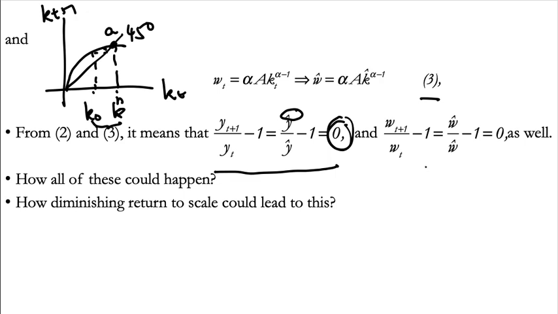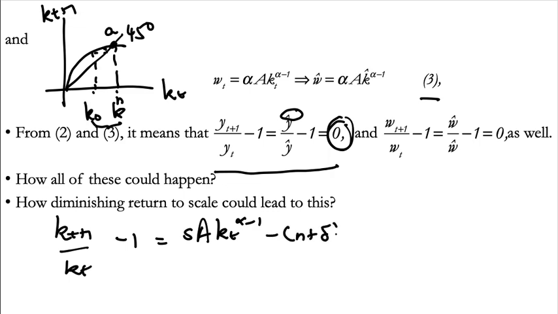Now, how could all of this happen? There must be some economic intuition behind it. To see why this happens, we need to use the transition equation from the basic Solow model and write it in terms of the growth rate of capital per person. So this is what I mean. If you recall, Kt plus 1 over Kt minus 1 is equivalent to, if you do it properly, A Kt to the alpha minus 1 minus n plus delta, over 1 plus n. Now, you see here on the right-hand side, we have two terms.